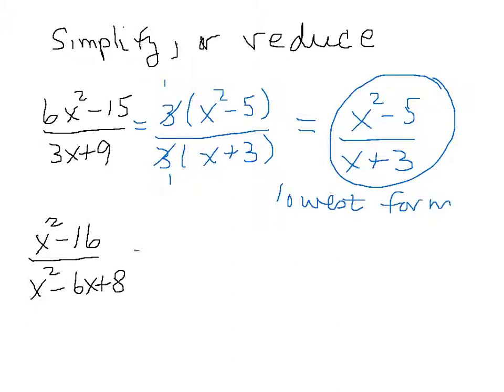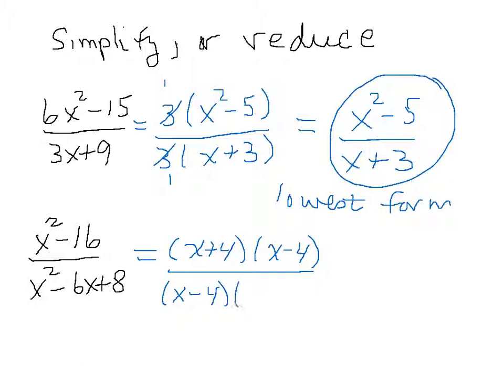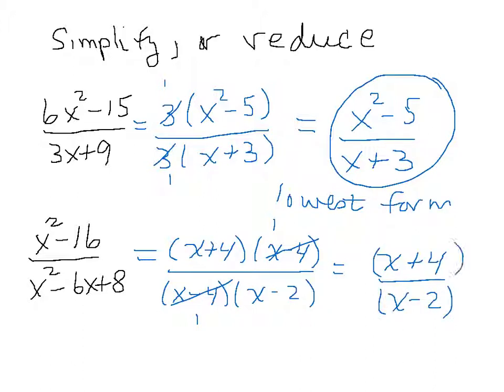This one's a little bit more interesting. If you remember, we have two terms, difference of two squares, x plus 4, x minus 4. And on the bottom, 3 terms, it's going to factor like this. X minus 4, x minus 2, cancel here and here, and in lowest form, it's x plus 4 over x minus 2.